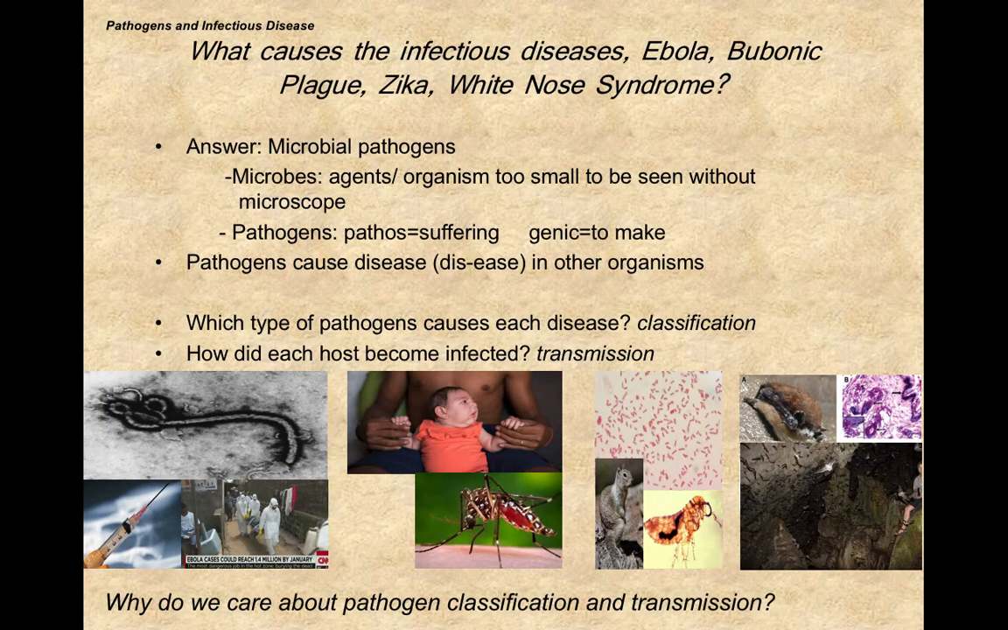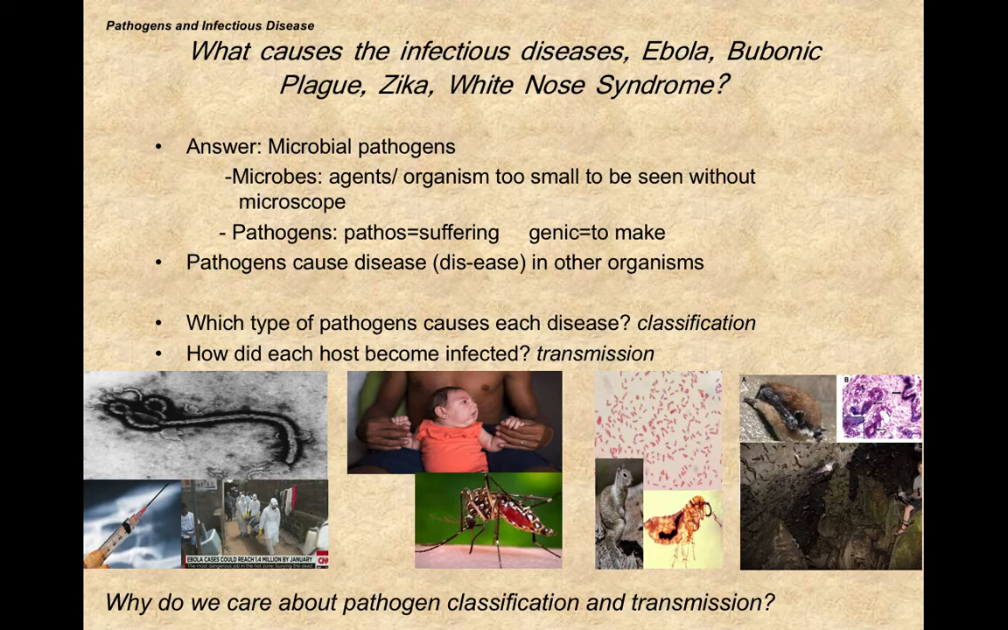An example is some of the newly emerging infectious diseases, EIDs, and some of these include Ebola. Bubonic plague is not new, it's an old one, but Zika virus is an emerging infectious disease. White nose syndrome of bats, certainly here in North America, is a new infectious disease of bats. So a little bit of vocabulary here. The cause of all these diseases are microbial pathogens.